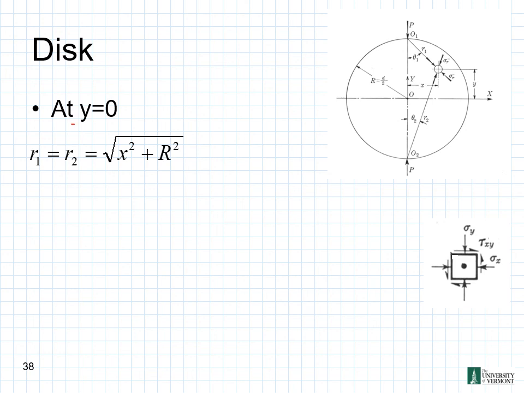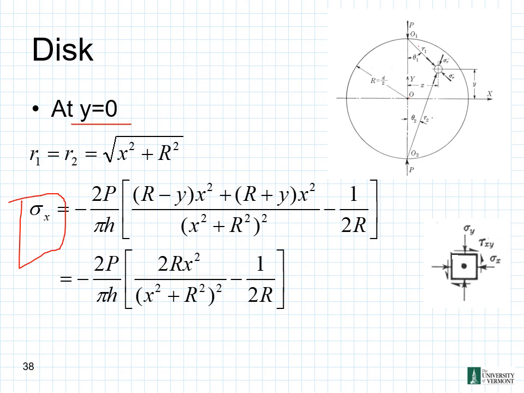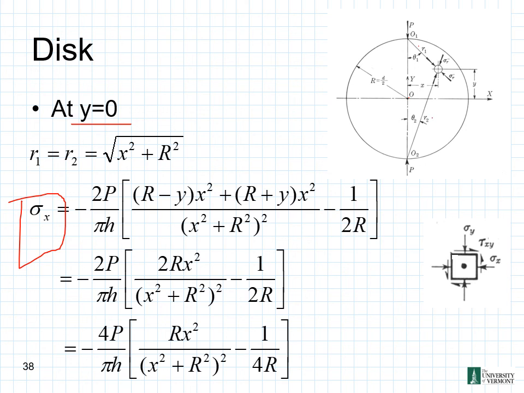At the case where y is equal to 0, our r1 and our r2 would be equal. So this is equal to the square root of x squared plus r squared. Plugging into this, we see that our sigma x is given by this relationship. We can then reduce and simplify this down, and we end up with this relationship: negative 2p over pi h times 2r x squared over x squared plus r squared, squared, minus 1 over 2r. We can still reduce this a little further, pulling our 2 out front, and we have this relationship shown here.